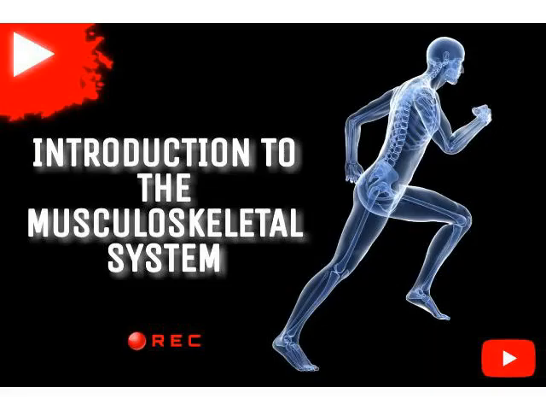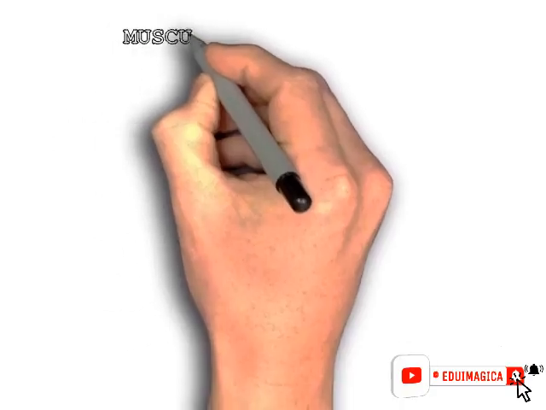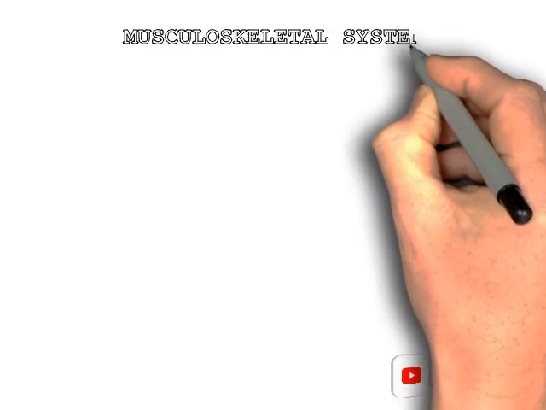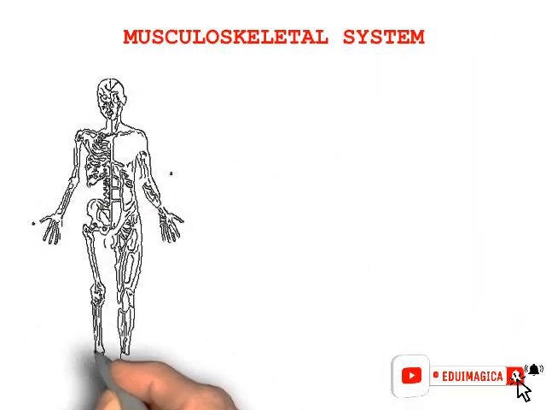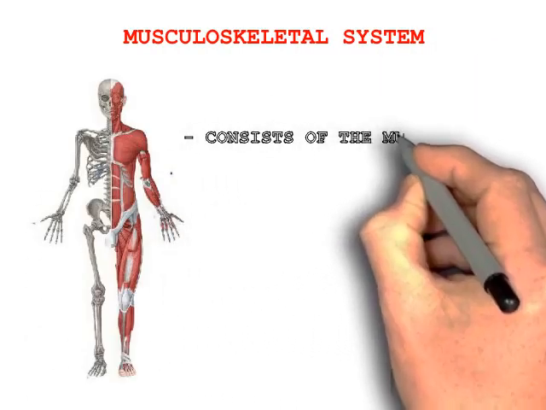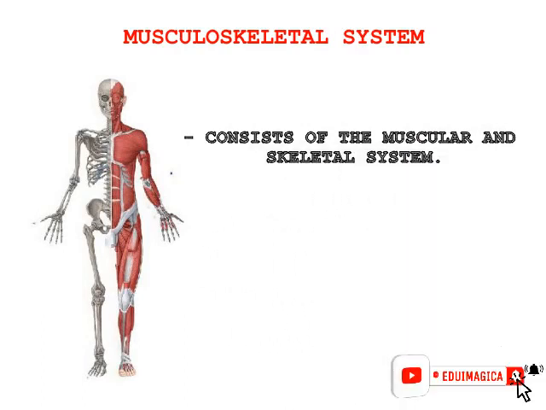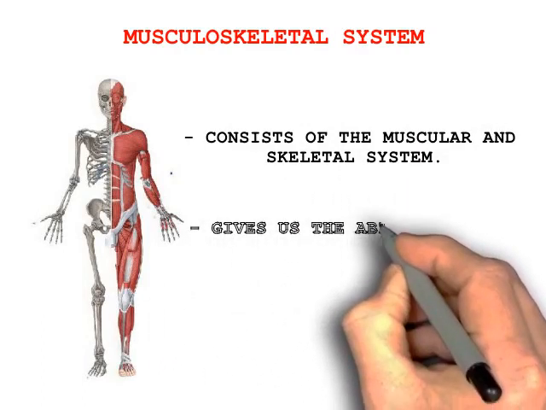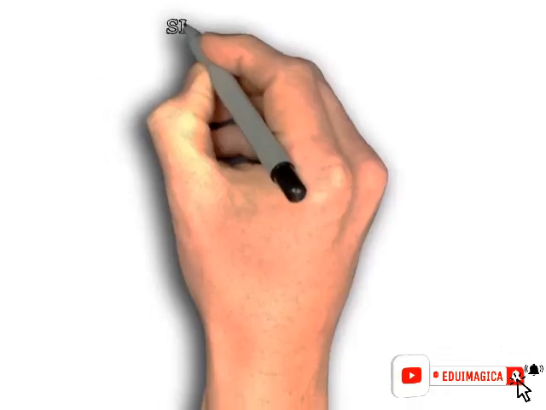Today we will look into the musculoskeletal system, and we will talk about the basics and overview of the musculoskeletal system. This system consists of the muscular and the skeletal system, and together they both give us the ability to move. Now let's take a deeper look into the skeletal system.